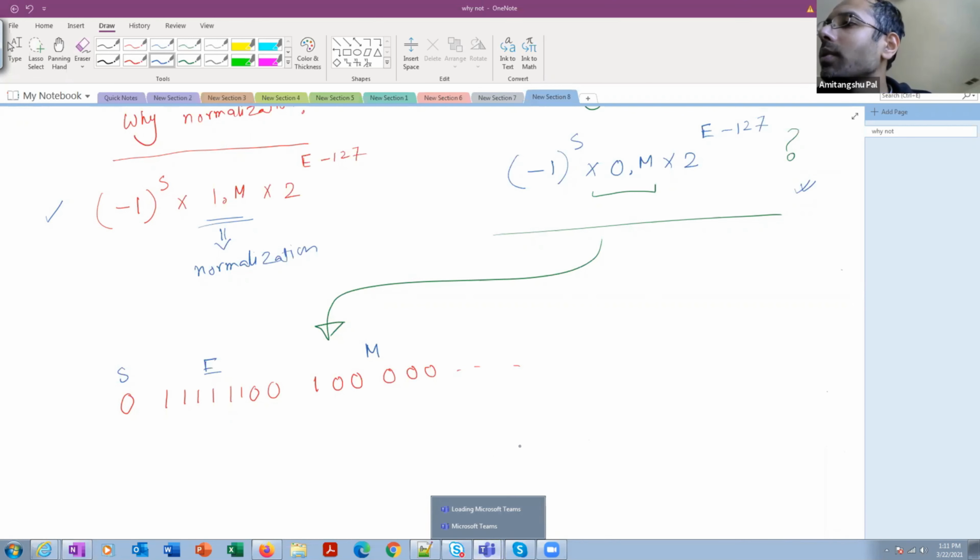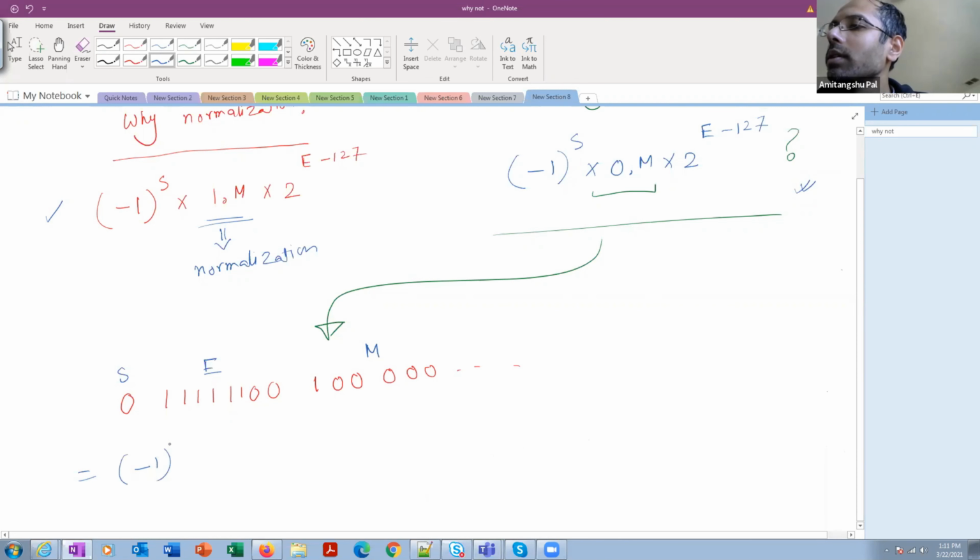So if I use this formula, then I can write minus 1 to the power s, minus 1 to the power 0, into 0 point fraction. So 0.100, I'm not writing more zeros. This is in binary format, into 2 to the power e minus 127. Okay. What is the value of e if I convert it to decimal? So all ones is going to be 255, right? When it is all ones, 1, 2, 3, 4, 5, 6, 7, 8, it is 255.